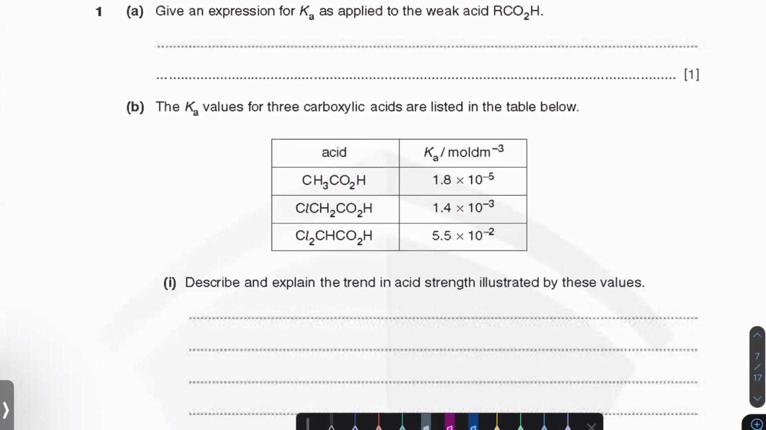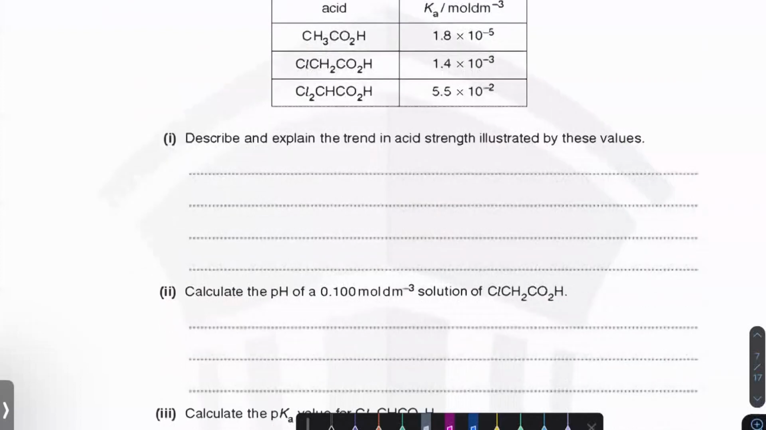All right. Describe and explain the trend in acid strength illustrated by these values. Again, we can see that the one with chlorine, the one in the middle, it's the really strong acid. The one with 2 chloride, the one on the bottom, it's even stronger. And so we know that in the case of ethanoic acid, the first one, the alkyl group is providing a positive inductive effect. ठीक है, जिसकी वजह से the anion becomes less stable. But when you have one chlorine, it has an electron withdrawing effect, which stabilizes the anion. And when you have 2 chlorides, it stabilizes the anion more, making it a weaker base, and so a stronger acid. ठीक है.